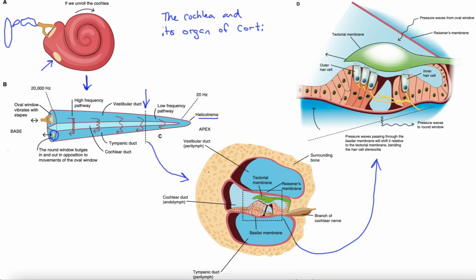Now, if we take another step and blow it up one more time, we're going to see a blow up of the organ of Corti. Our pressure waves are going to be passing through, as we saw over here, crossing over that cochlear duct across the organ of Corti. Here come our pressure waves. They're going to pass across this Reissner's membrane, which would be this upper membrane right here.